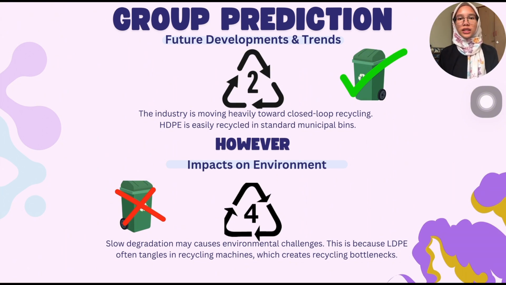However, both HDPE and LDPE have a major environmental drawback as they degrade very slowly in nature. This causes long-term environmental challenges as they break down into microplastics that harm wildlife and ecosystems. The problem is even worse for LDPE because it is often used as thin film or flexible packaging. It frequently tangles in recycling machines. This creates major recycling bottlenecks.